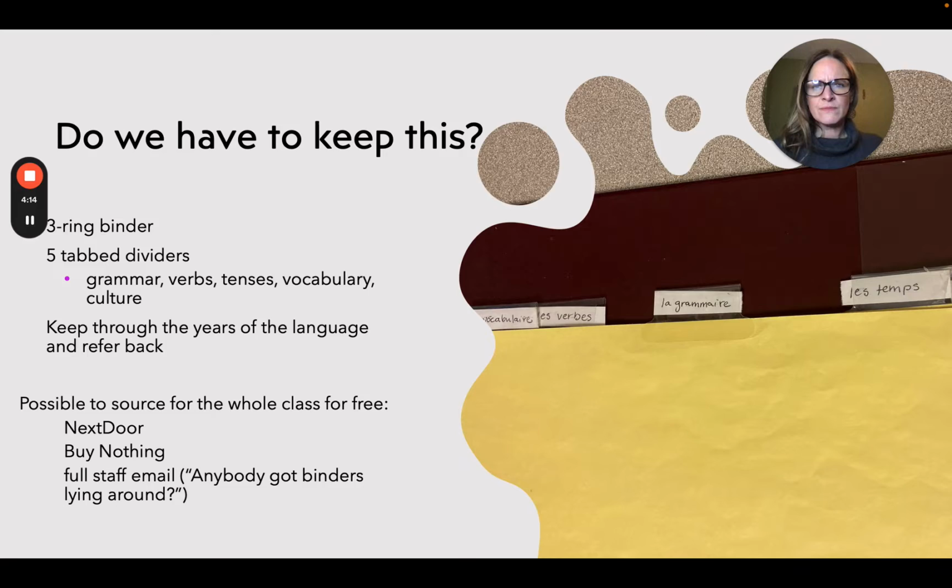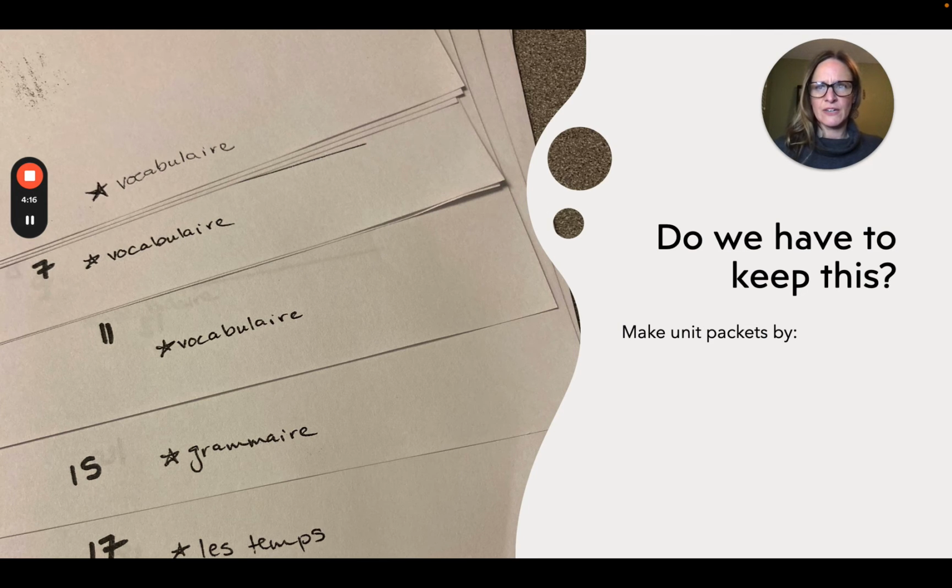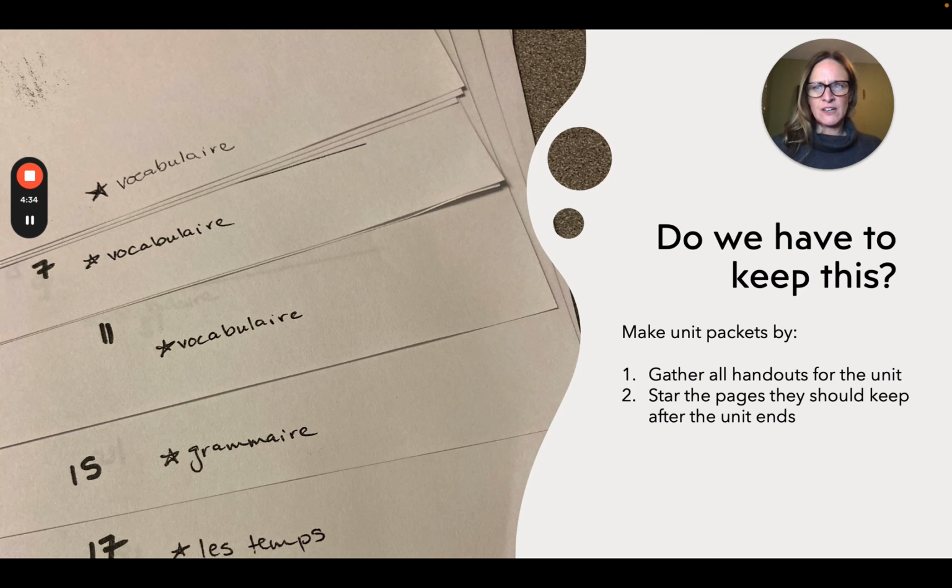Then what I do is for every single unit, I make a unit packet. I do that by first gathering up 99.9% of all the handouts that I have for that unit, and I put them together in one packet. And then every single page that I think is a handout with important stuff on it, and that next year they'll probably want to refer back to, has some good information.